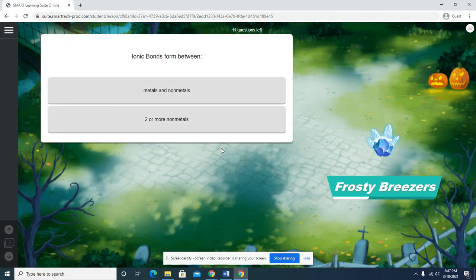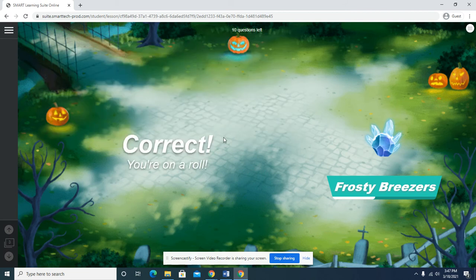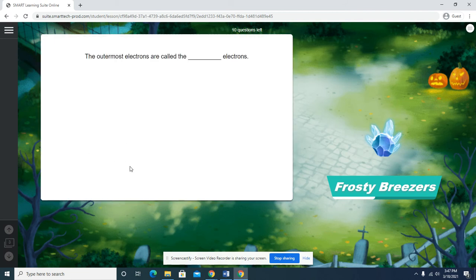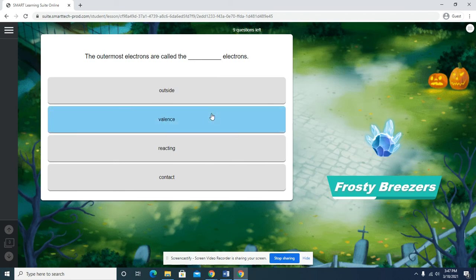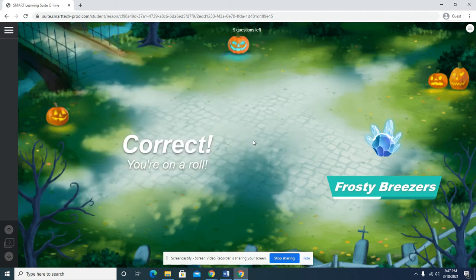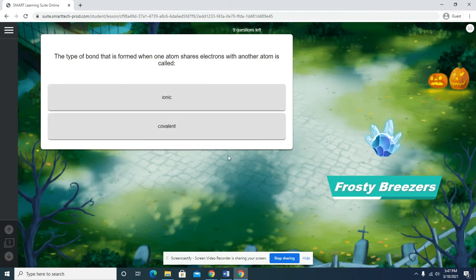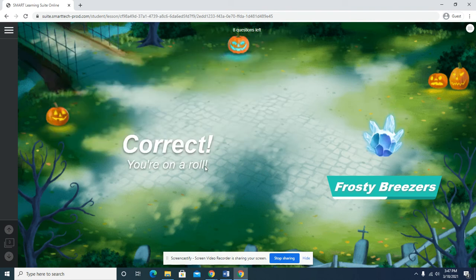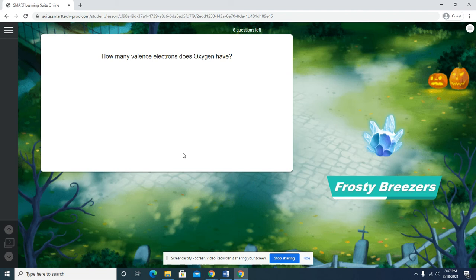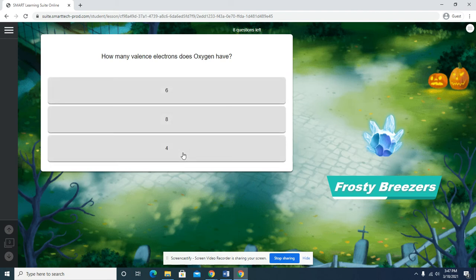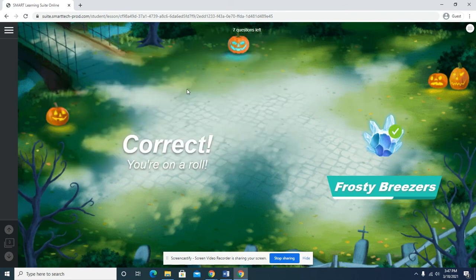Ionic bonds form between a metal and a nonmetal. The outermost electrons are the valence electrons. The type of bond that is formed when one atom shares electrons with another atom: ionic transfer, covalent share. How many valence electrons does oxygen have? Well, it's in family 16, so it has 6.